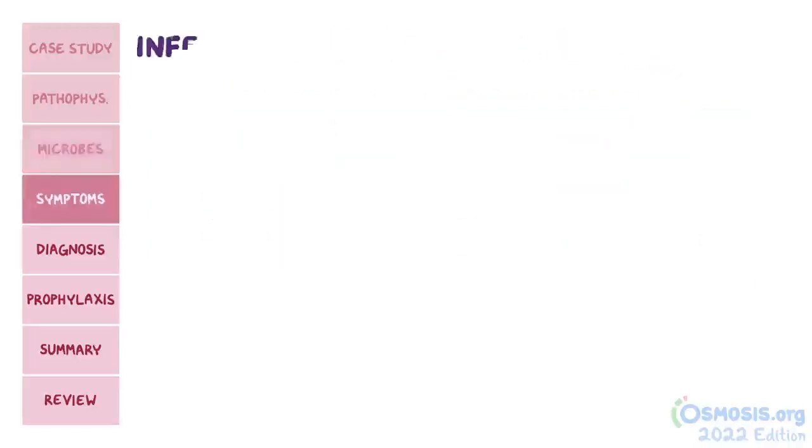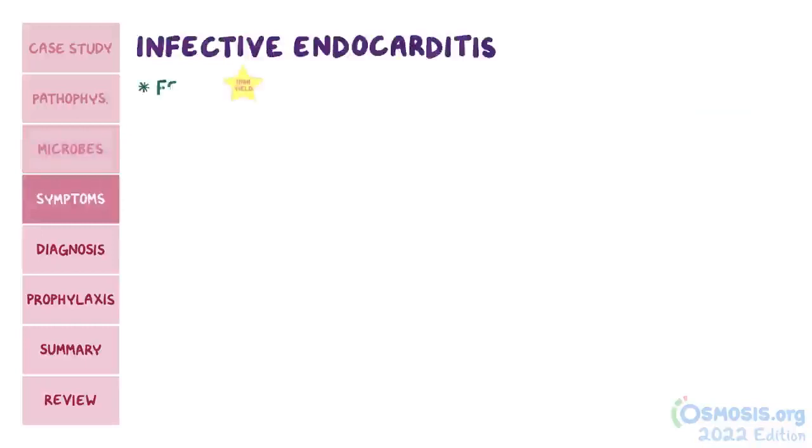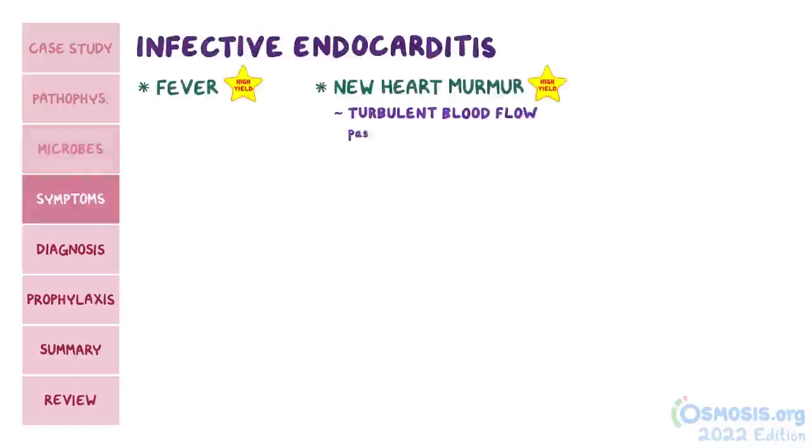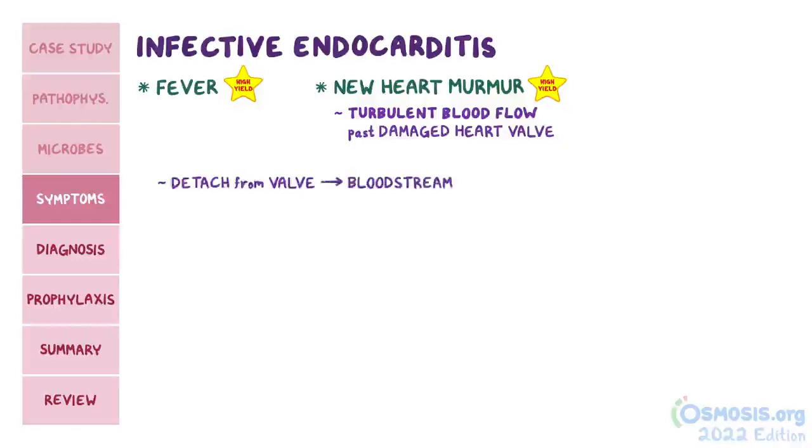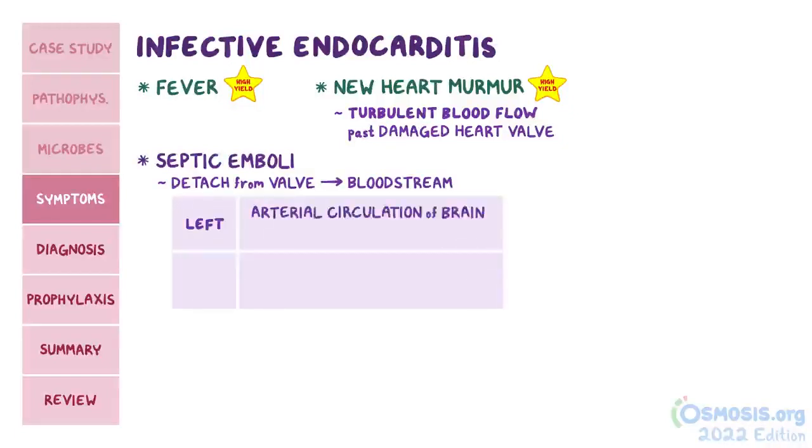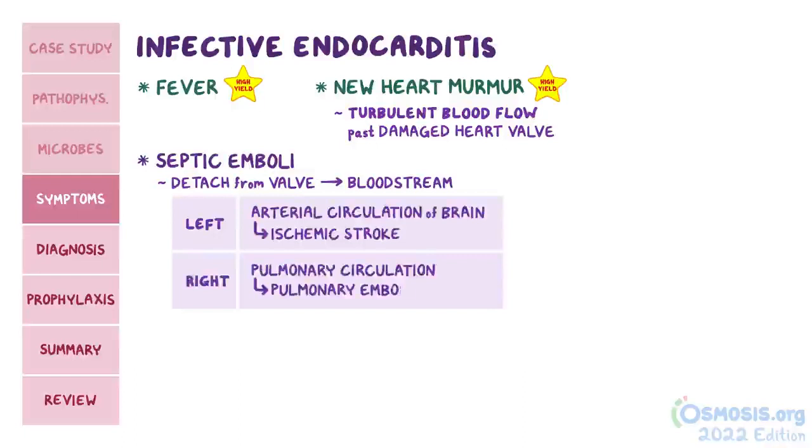Now, people with infective endocarditis almost always have a fever, as well as a new heart murmur that results from turbulent blood flow past a damaged heart valve. Sometimes, those vegetations can detach from the valve to float through the bloodstream, and this is called septic emboli. Remember that a septic emboli from the left side of the heart can lodge in the arterial circulation of the brain, causing ischemic stroke, while right-sided ones can lodge in the pulmonary circulation as pulmonary emboli.